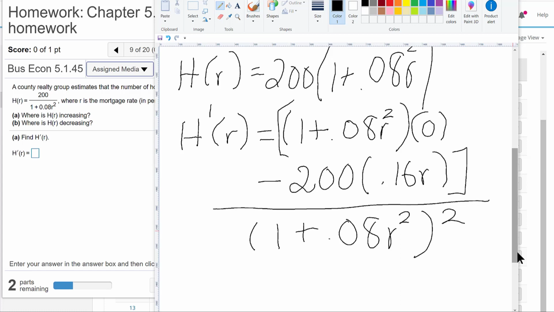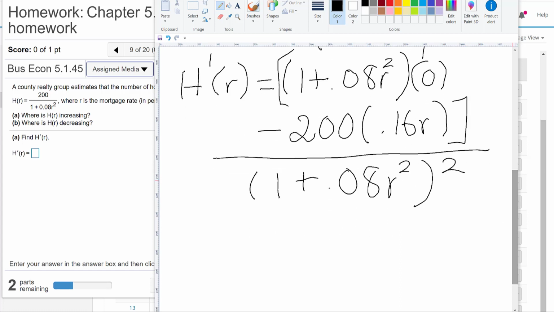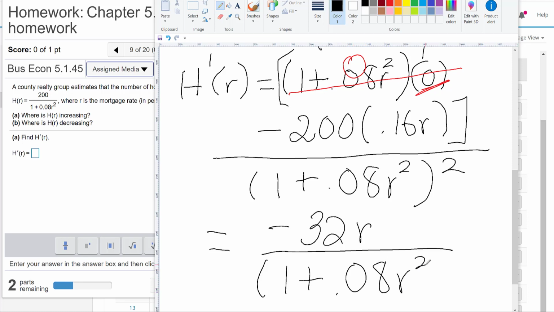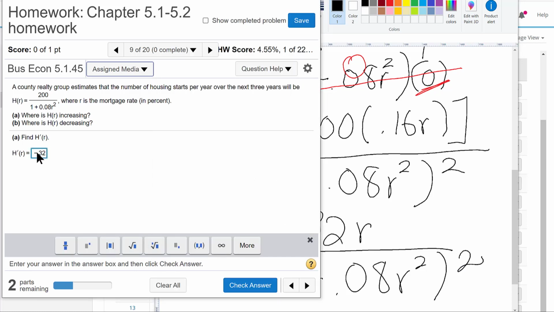So to clean this up, we notice that this is just 0. That whole thing is 0 because you're multiplying by this 0. So that's going to give us -32R over 1 plus 0.08 R squared, all squared. So -32R is our numerator, and the denominator is 1 plus 0.08 R to the second power raised to the second power.